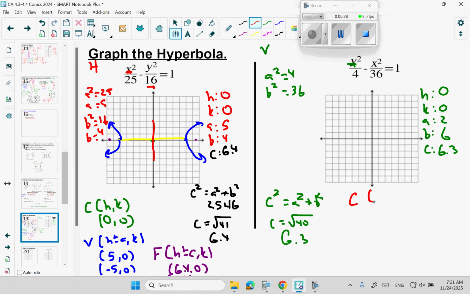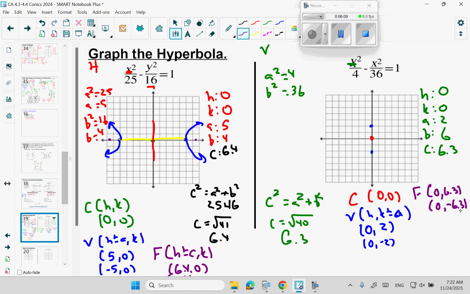All right, center h comma k, so 0, 0. Vertices, so that'd be h comma k plus and minus a. So I'm going to get 0 for the x coordinate for both of those. K plus a, 0 plus 2 is 2. K minus a, 0 minus 2 is negative 2. Okay. Plus and minus c. So we're going to get 0, 6.3 and 0, negative 6.3.